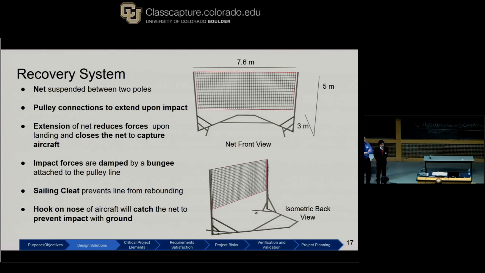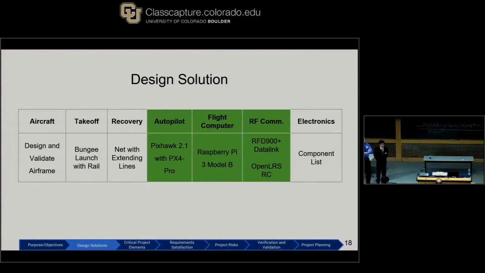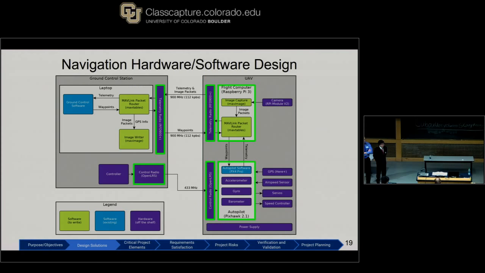For redundancy, we're also using a nose hook on the nose of the aircraft that will hook into the gauge of the net and will not allow the UAV to be ejected. Our autopilot, flight computer, and communication design solution is shown in this block diagram.